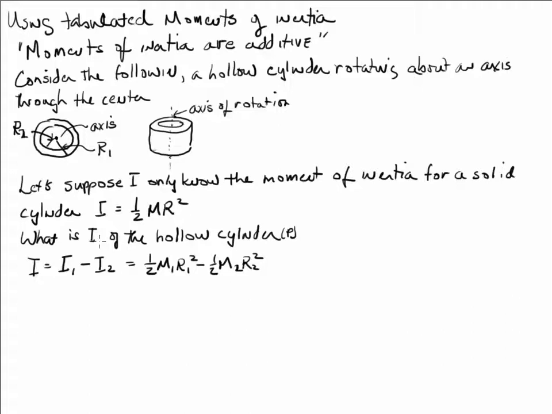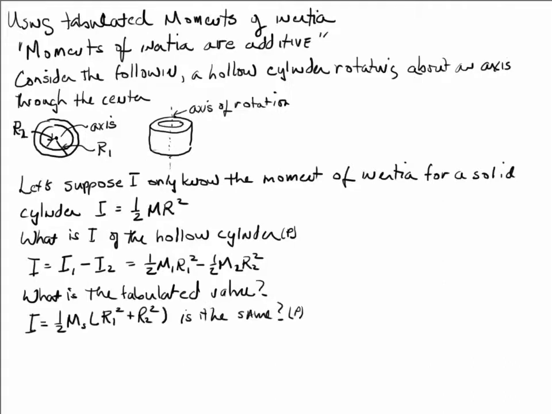But that's not the end of the story. We need to arrange this so that we get what the tabulated value for the hollow cylinder is. So what is the tabulated value? Well, the tabulated value for the hollow cylinder is 1/2 the mass of the shell times r1 squared plus r2 squared. Is it the same as the value that I'm looking at right here? Are these two, quote, equal?